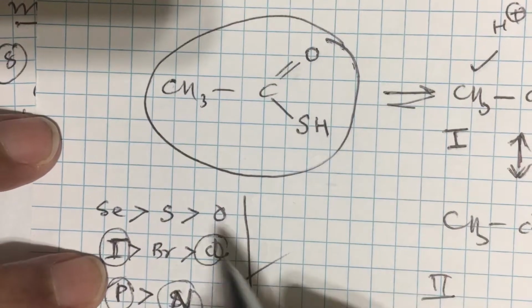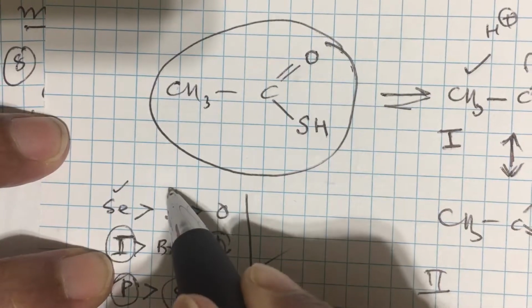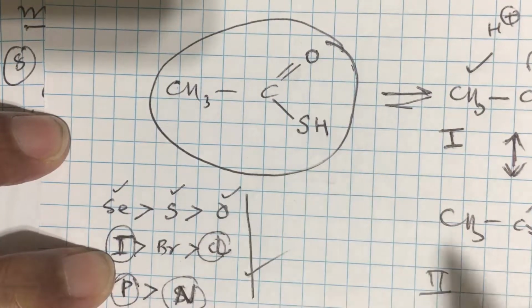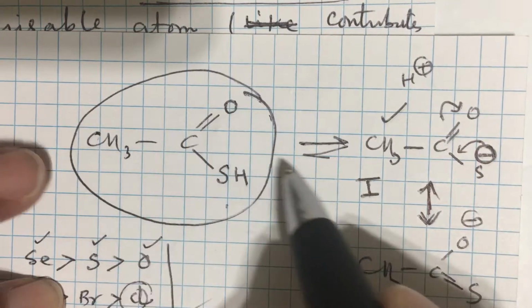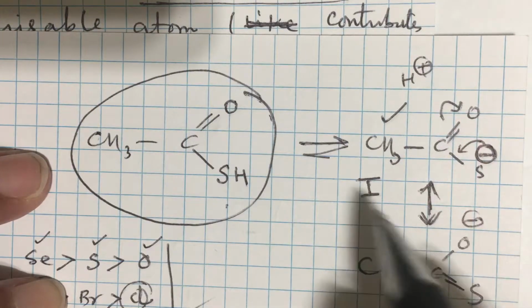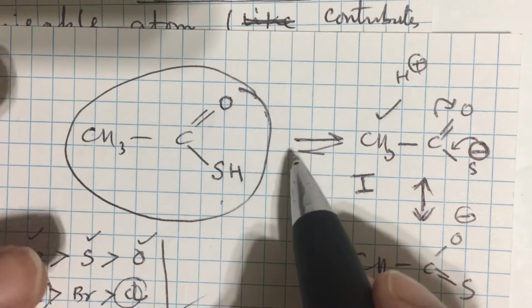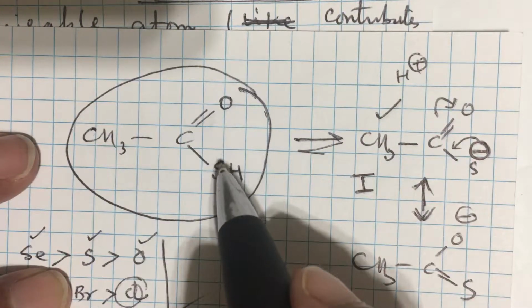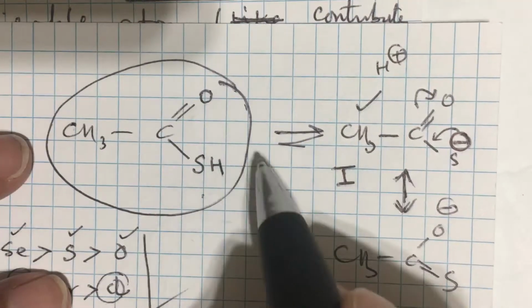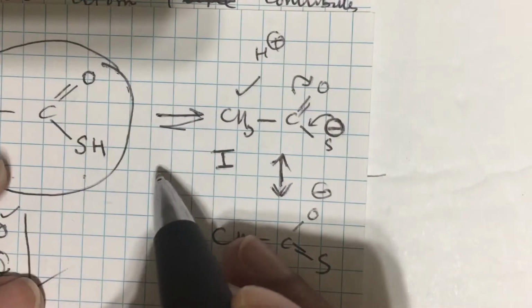Polarizability is a property which you can observe down a group. Selenium is more polarizable than sulfur than oxygen. If we have thioacetic acid, you can write two canonical forms once it forms a thioacetate anion. Thioacetate anion is formed when thioacetic acid loses a H+.